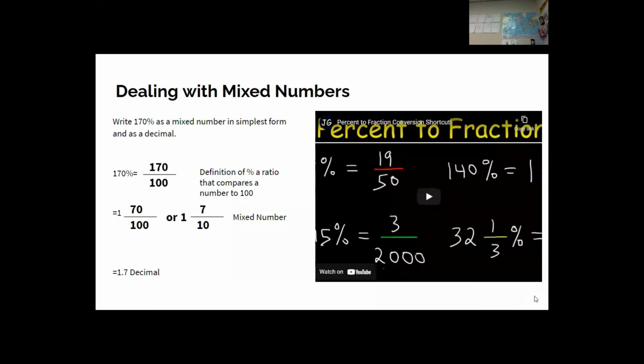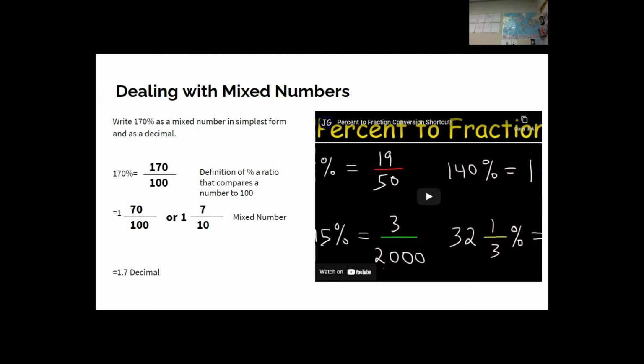All right. This is what you guys are going to fill in next. We're going to deal with mixed numbers right now. So we're going to write 170% as a mixed number in simplest form and as a decimal as well. So we're going to take that 170%. We're going to write it as 170 over 100.